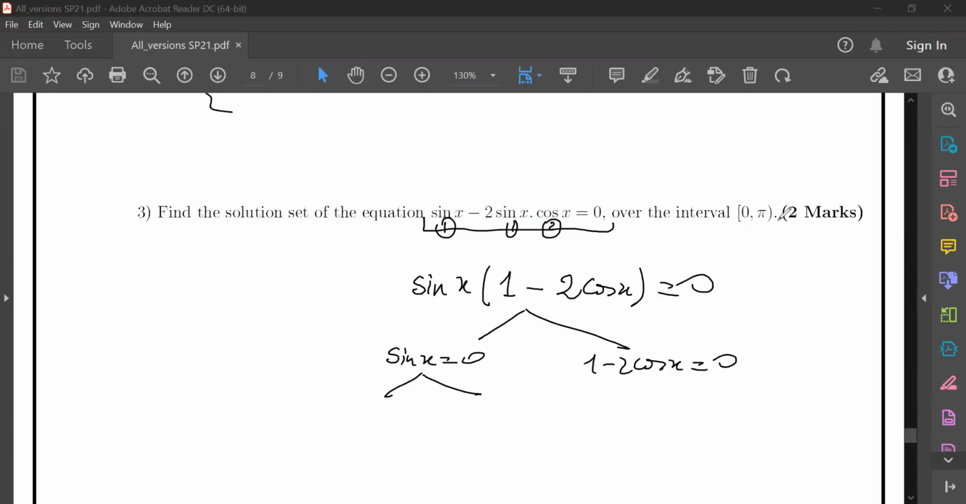This is known in [0, pi), open at pi, so we don't take pi. So here we have only x equals 0, okay? Because sine is also equal to 0 at pi, but it's not in this interval, so we don't take it.